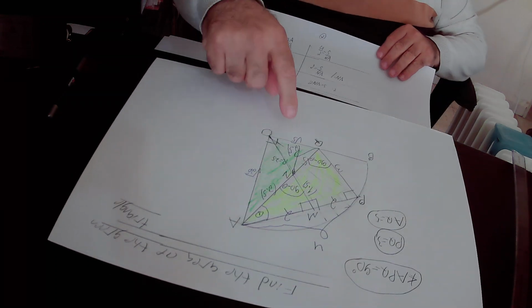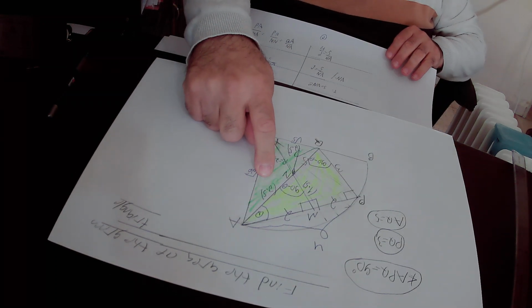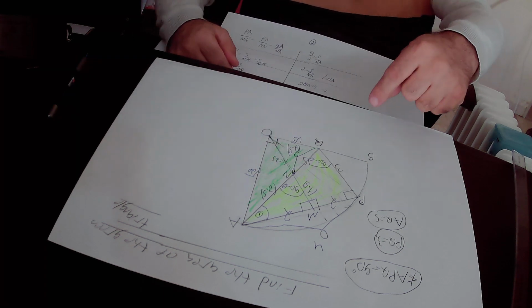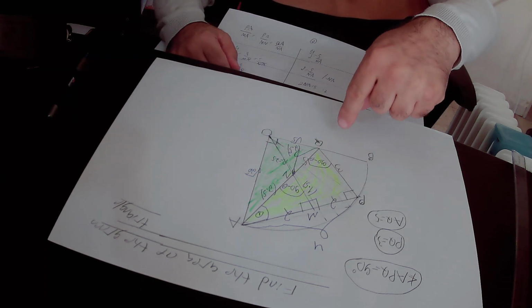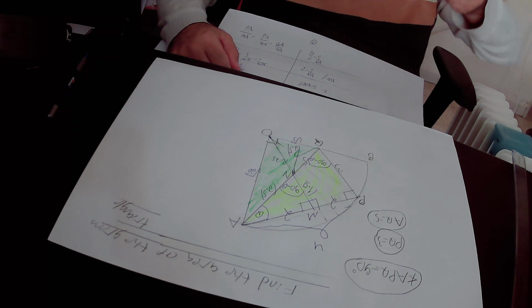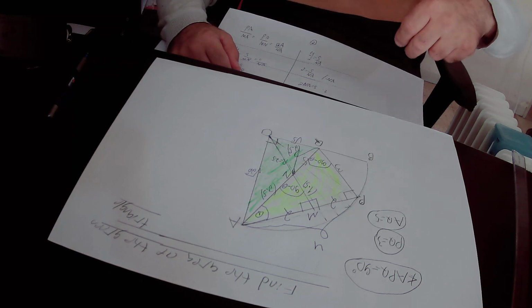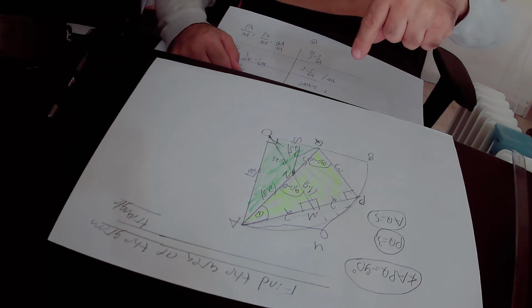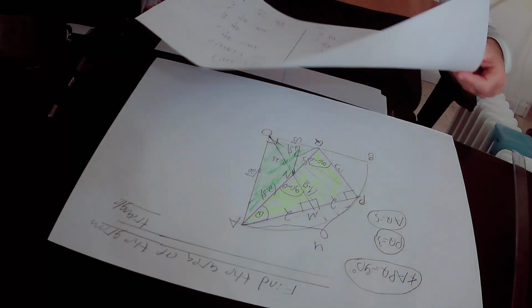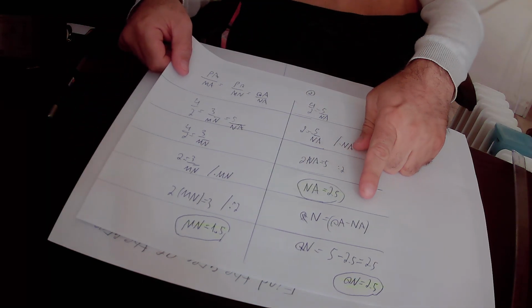This line segment NA is equal to 2.5 units in its length. What is the length of line segment QN? From the drawing, it is very easy to see that QN equals QA minus NA.